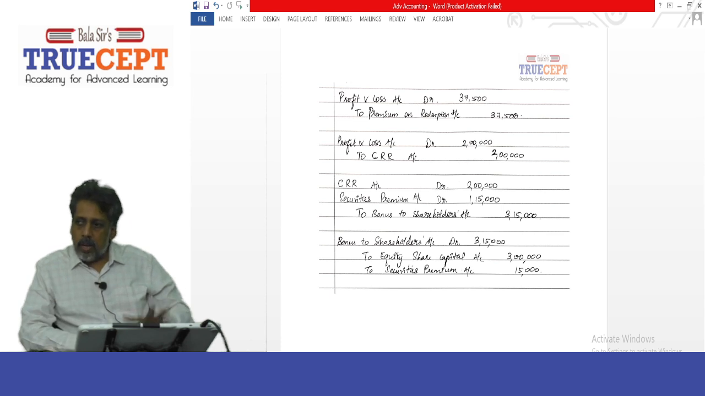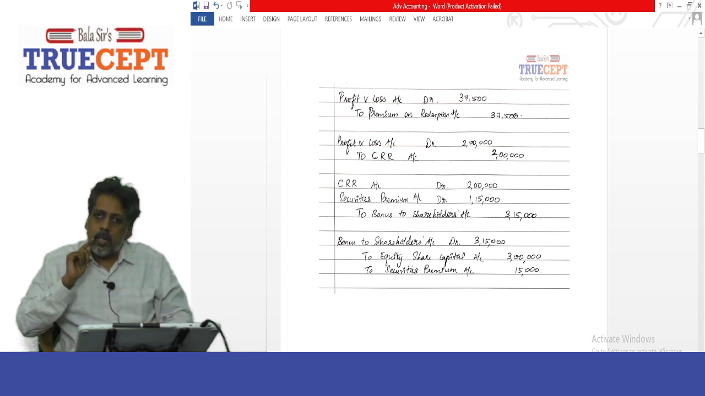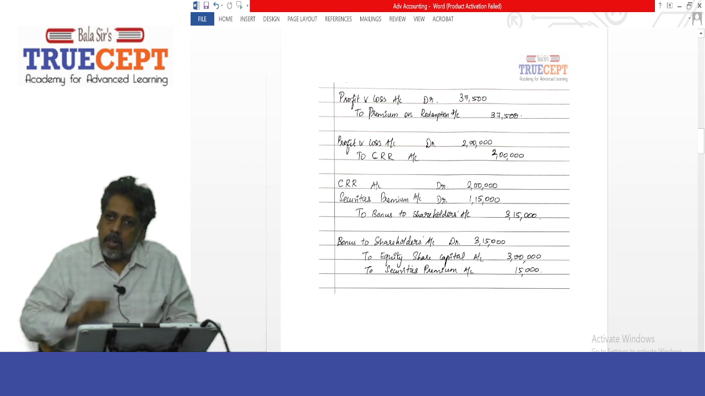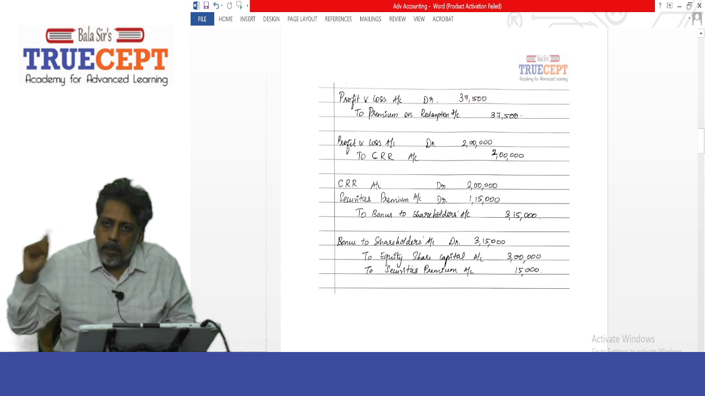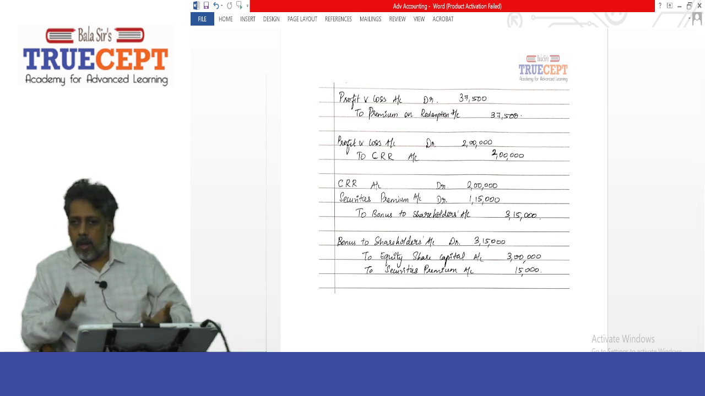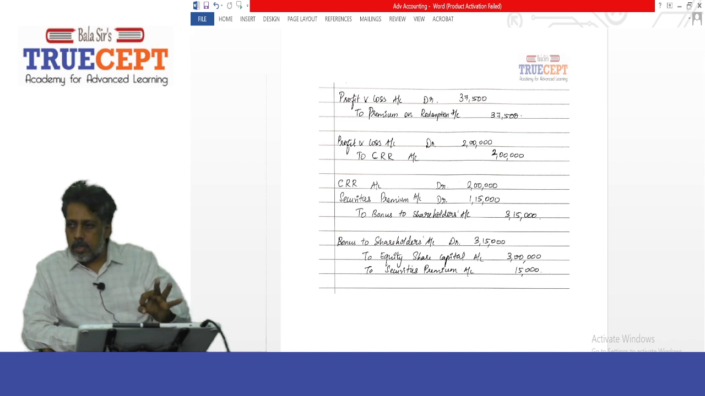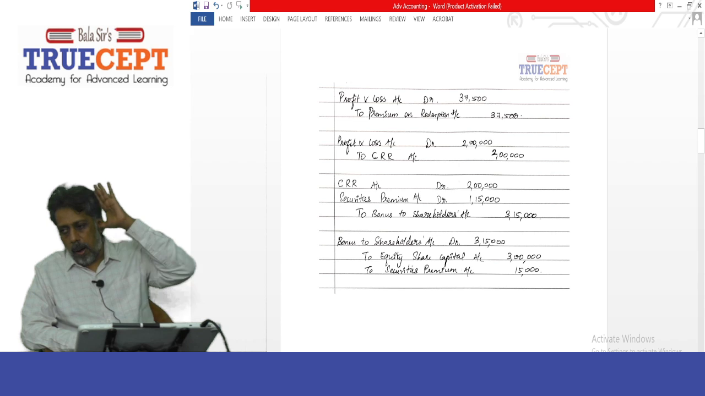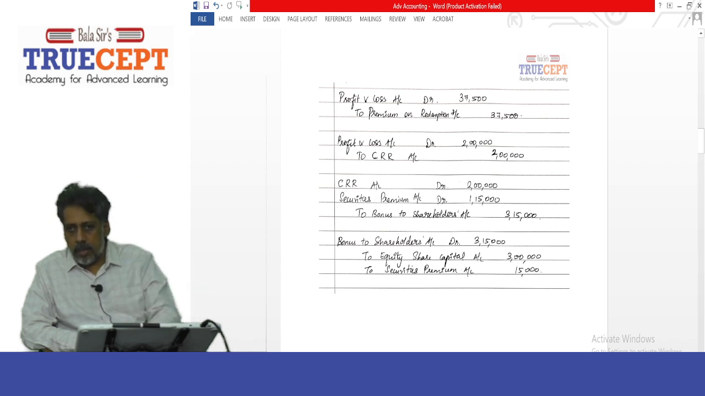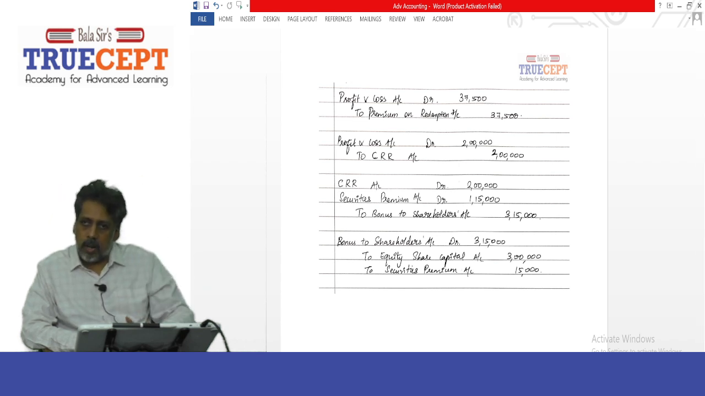To bonus to shareholders account, how much? 3,15,000. And when the bonus shares are issued, what is the entry? Bonus to shareholders account debit 3,15,000, to equity share capital 3 lakh rupees face value, to securities premium account 15,000. That is 30,000 bonus shares into 50 paise per share, 0.5 premium, so 15,000. Is that clear? So guys, please go through this example really well for your examination. Good luck. Thank you.